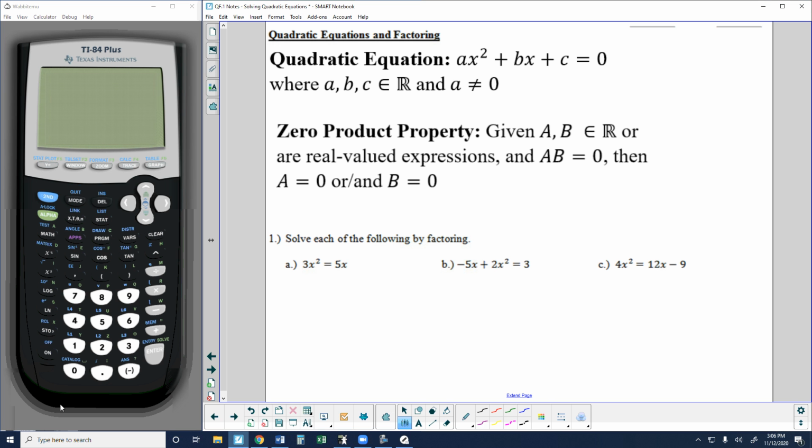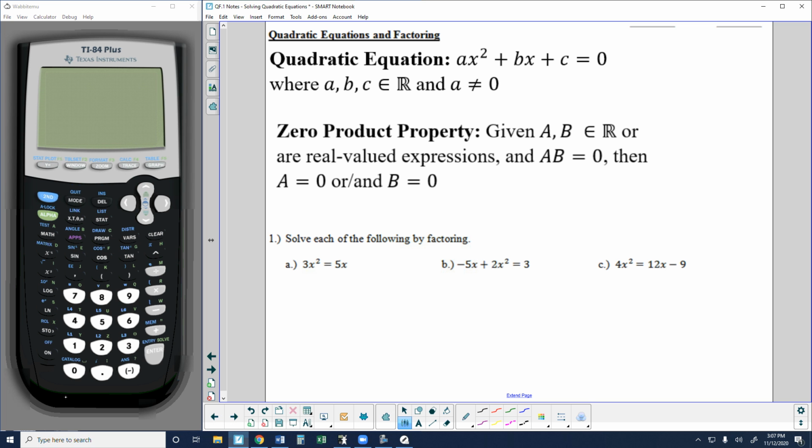This is what we call the zero product property. If we have any expressions that are real numbers or real valued expressions, let's call them a and b, and a times b is equal to 0, then that means either a is equal to 0 or b is equal to 0, or both a and b are equal to 0. And so this is what we use when we have factors. Let's take a and b and assume they're factors of a quadratic equation. This is what we use in order to solve quadratic equations. If we have the factors, and those factors have to be equal to 0, then we can solve for the value of x using what we know about linear equations.